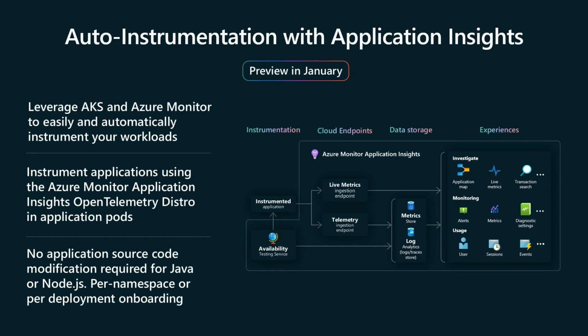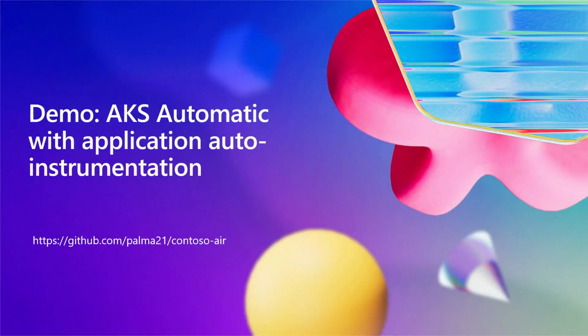You don't have to go and rework your applications, rework your code, add SDKs, and do all those things that in the past you had to do and were already available to you. You can do that by leveraging the OpenTelemetry distro from Application Insights that allows you to instrument it, be it by deployment or by namespace altogether. Keen to take a look? So let's see how this actually works.